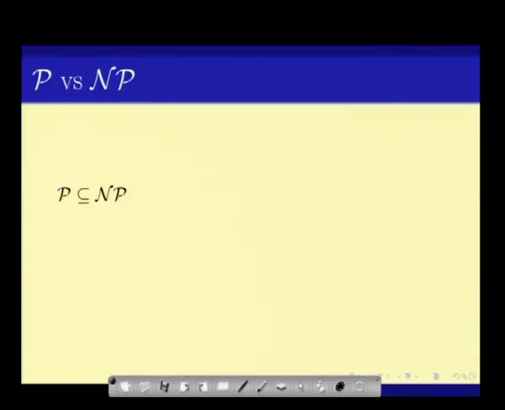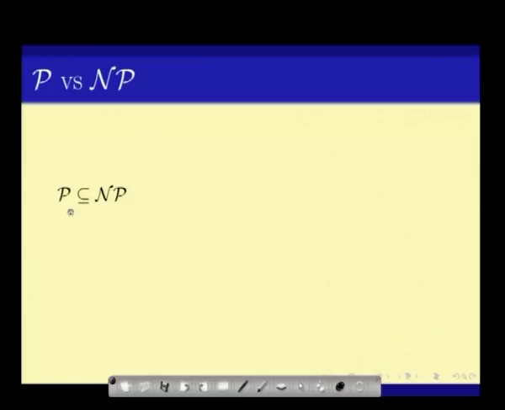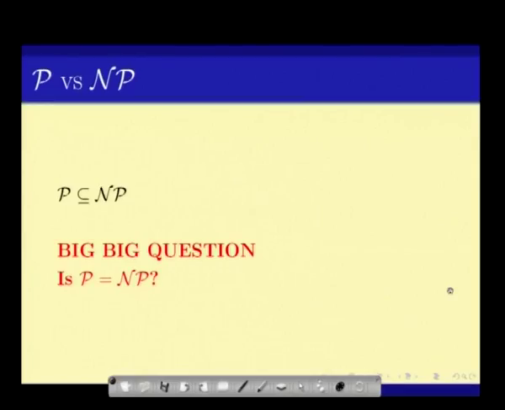And what we know is that the class of problems for which we can find a solution, which is P, is also contained in the class of problems for which we can check a solution. Kind of reasonable, correct? If I can solve a problem, I can also check whether the answer is right. So, the class P is a subset of NP. The biggest problem that we have in this field of computer science is the question: are these two classes the same? Is P equal to NP?